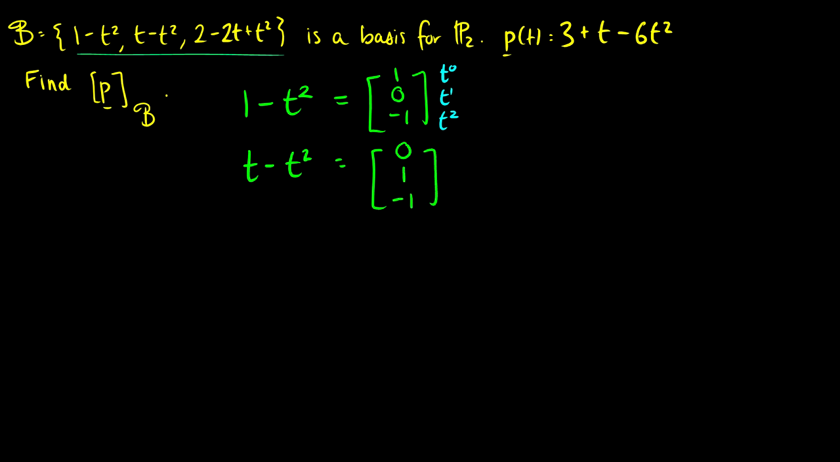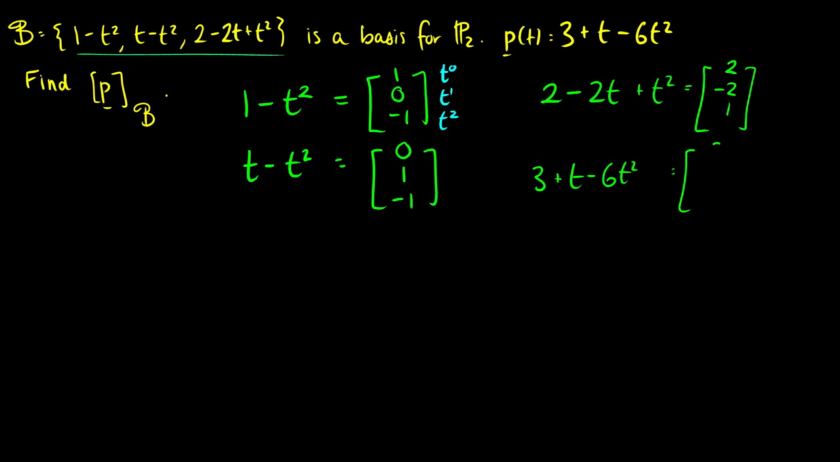Okay, what about 2 minus 2t plus t squared? Well, this is going to be 2, negative 2, and 1. And then we'll also do our polynomial that we're looking at. So 3 plus t minus 6t squared. So this is going to be 3, 1, negative 6. So how do we solve this? Well, we just put it into a matrix and we row reduce.